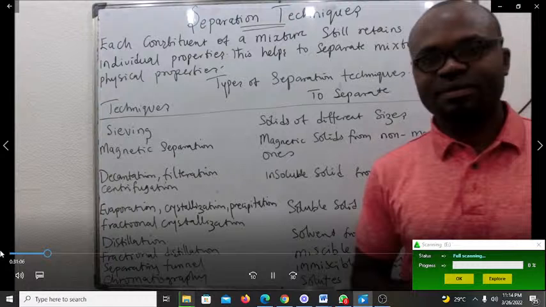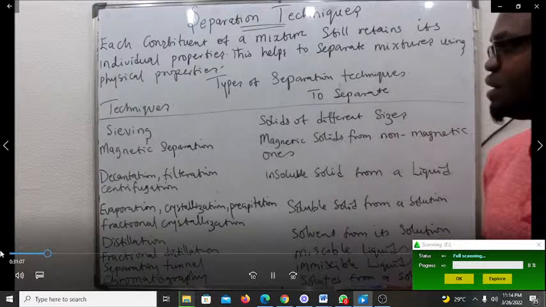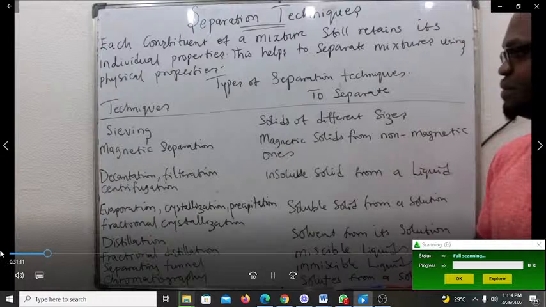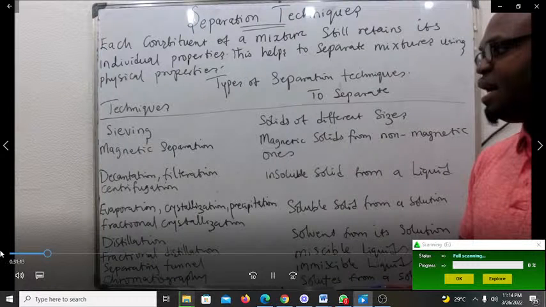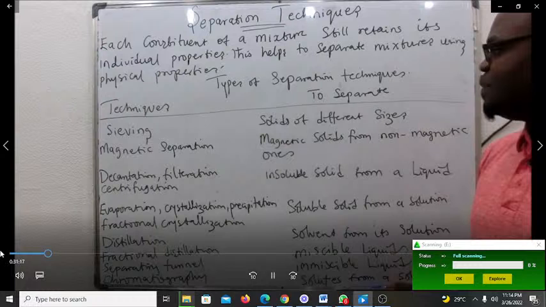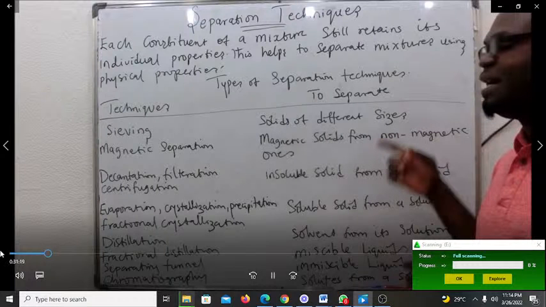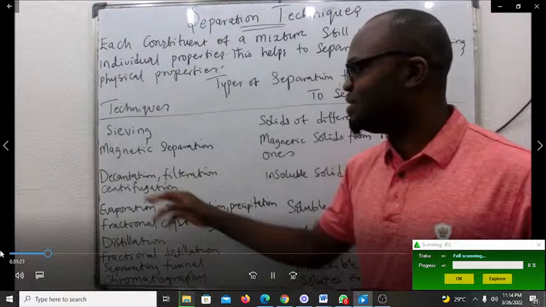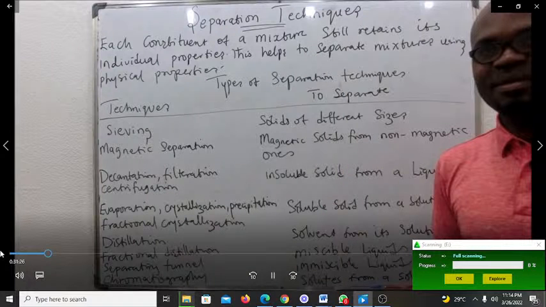So how does this come out in WAEC or JAMB or NECO? You're going to be asked which of the following methods can be used to separate solids of different sizes. And you have options: sieving, magnetic separation, decantation, and filtration. You are supposed to pick sieving.